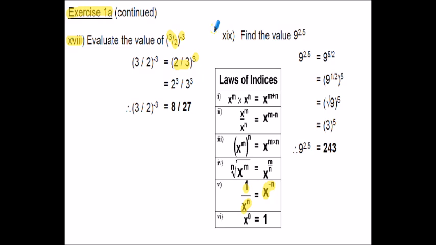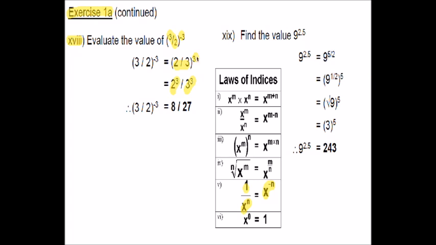So 3 upon 2 raised to the power of negative 3 is the same as 2 upon 3 raised to the power of positive 3. We can't simplify inside the bracket, so we're just going to use the third law here. So we get 2 to the power of 3 divided by 3 to the power of 3.